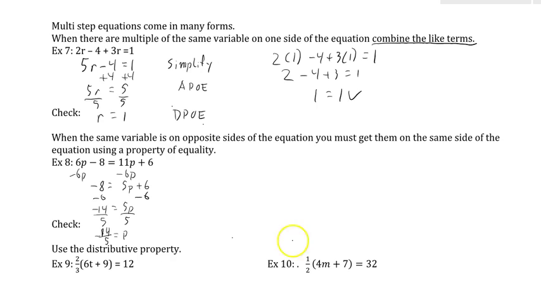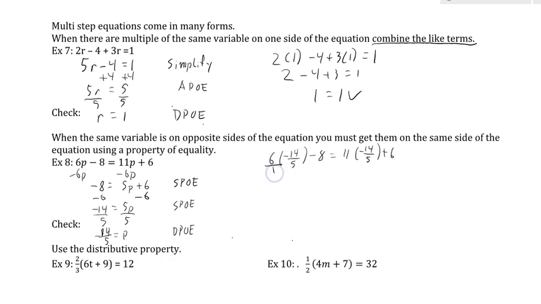So, how did our steps go there? We used the subtraction property of equality to get our p's on the same side of the equal sign. We used the subtraction property of equality again to get the constants on the same side of the equal sign. And then we used the division property of equality to get the variable by itself. Our check step, we're putting in the negative 14/5, and checking to make sure both sides are going to be equal.